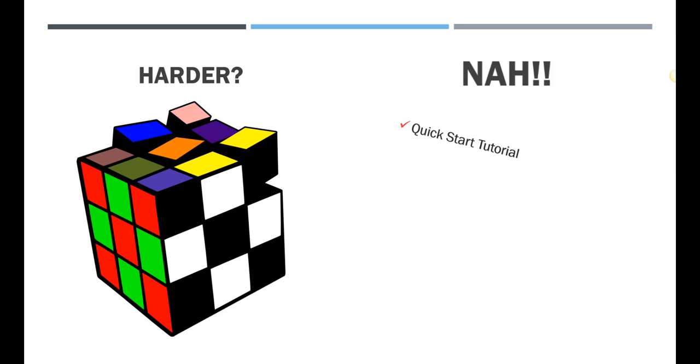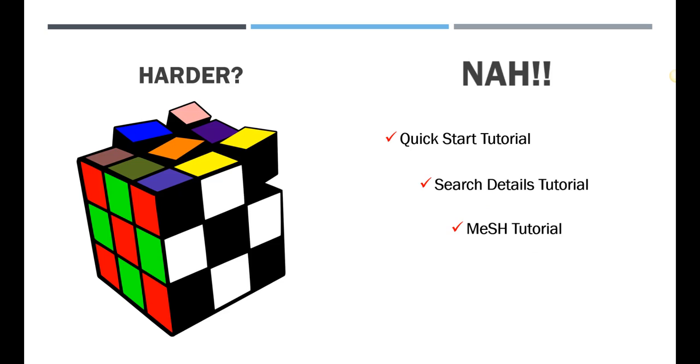You've watched the Quick Start tutorial and you know how to run a basic search in the simple search box and how to rely on the automatic term mapping. You watched the search details tutorial and understand how PubMed interprets your search string. And you watched the MeSH tutorial and know how to select a precise heading to run your search. You have full understanding of all the moving parts and you know how to put the puzzle together.